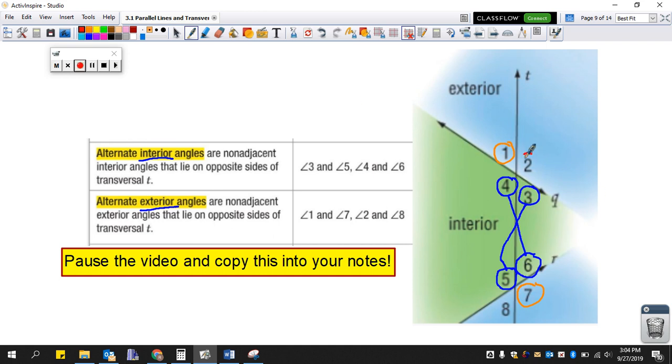2 is exterior on the right, on the top. 8 is exterior on the left, on the bottom. So you'll see that those are on opposite sides. The key part of this whole thing is how they interact with this transversal that goes up through the two lines.